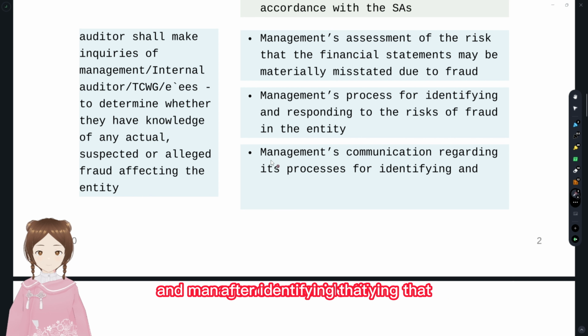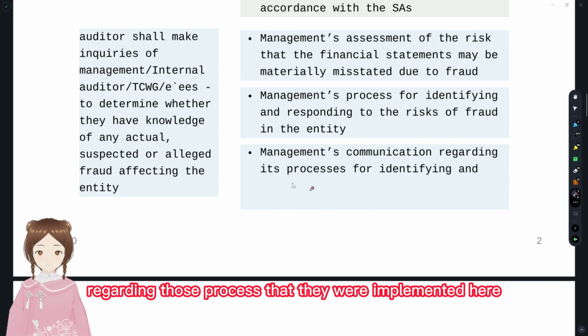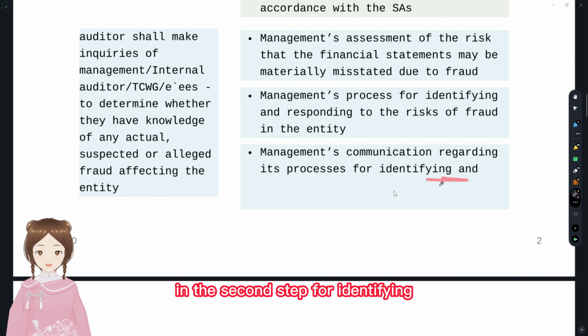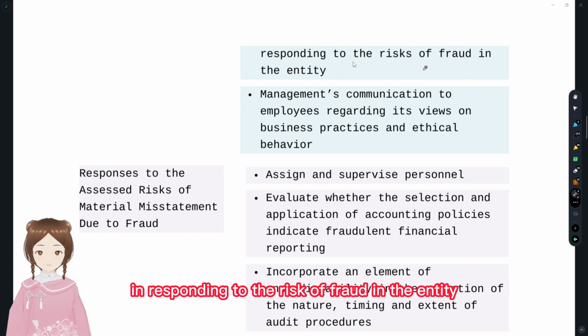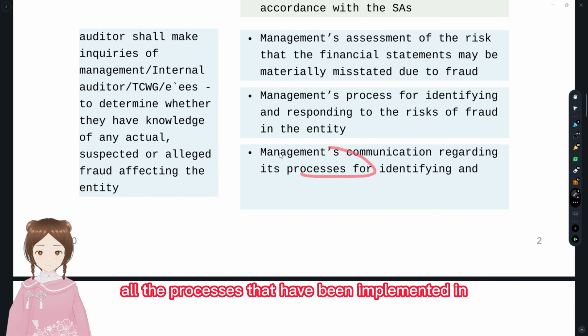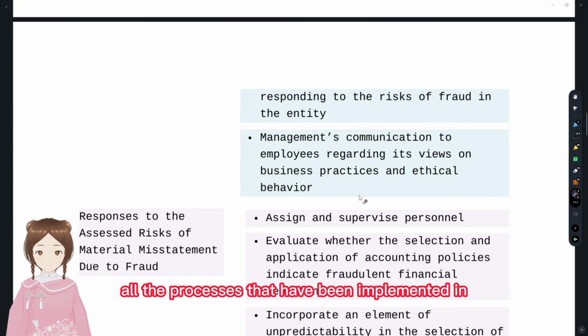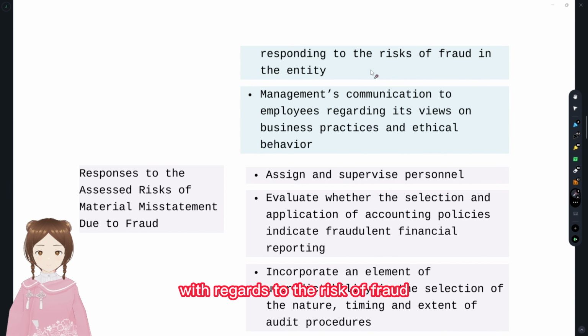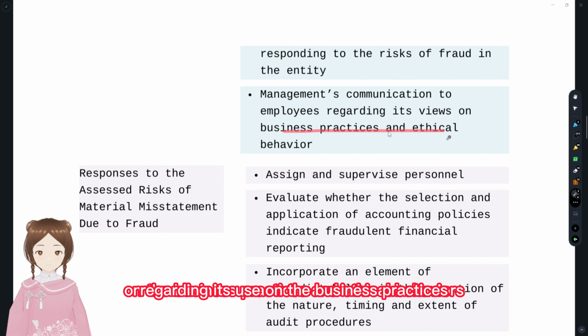And after identifying that, whether the management has communicated regarding those processes that were implemented in the second step for identifying and responding to the risk of fraud in the entity, that they have communicated all the processes that have been implemented with regards to the risk of fraud. And third, and the last point, is management's communication to employees regarding its views on business practices and ethical behaviors.